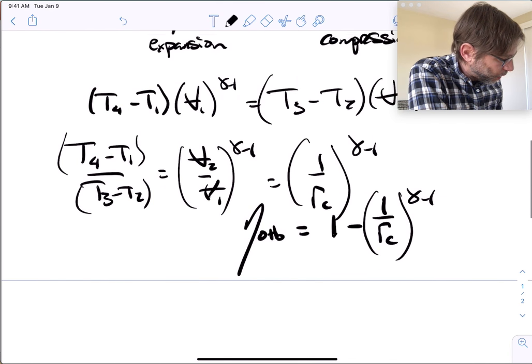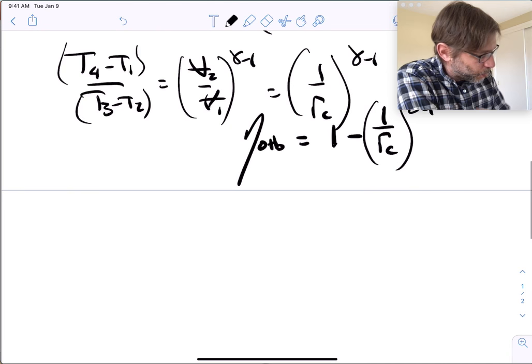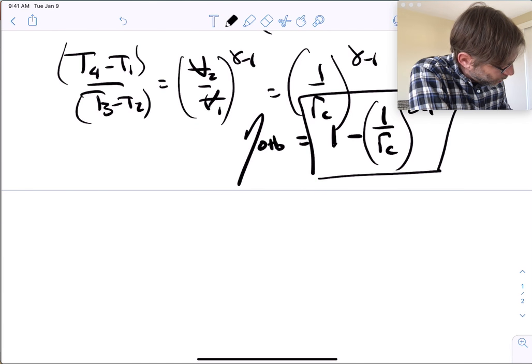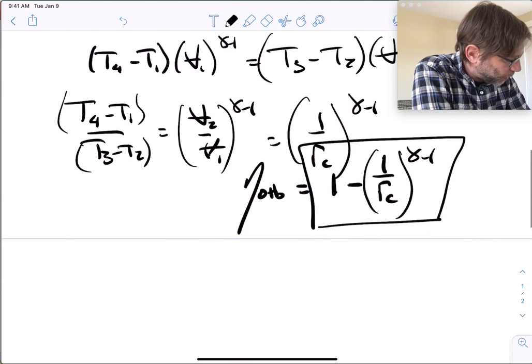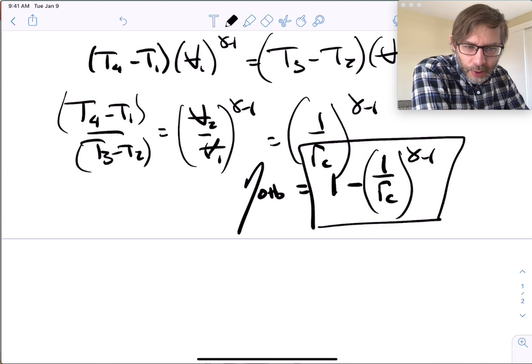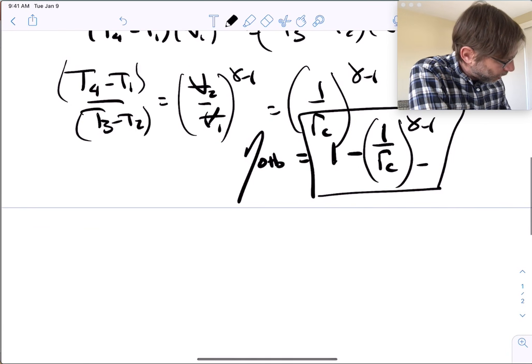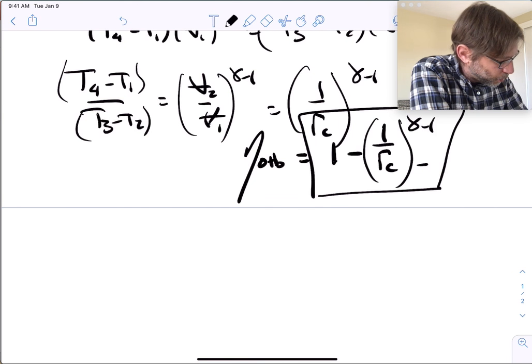Really interesting, right? Essentially what this means is that we have a relationship between the efficiency and only two variables for the Otto cycle, for the ideal Otto cycle. The compression ratio and the gamma, which is the ratio of specific heats.